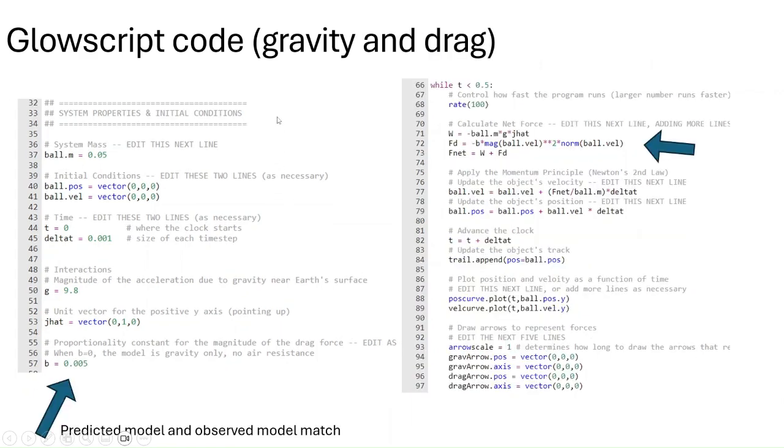And this is my GlowScript code with gravity and drag. It looks almost the same as the other one, except I added the proportionality constant for the magnitude of the drag force. With a bunch of trial and error, I tried to find where the predicted model and the observed model matched, and it was approximately 0.005. I also accounted for drag, so I used the equations I cited before to calculate drag, and I added that to the net force.